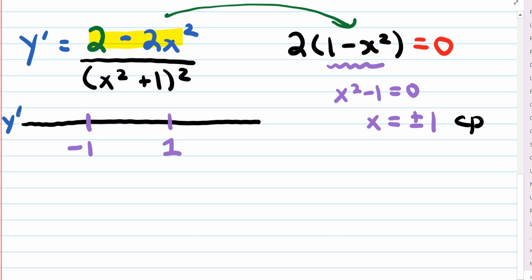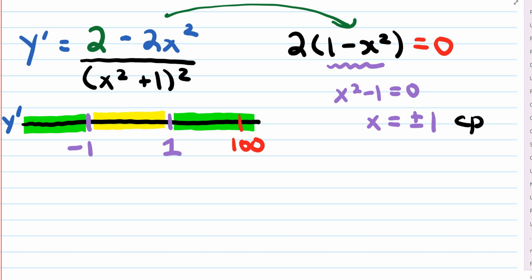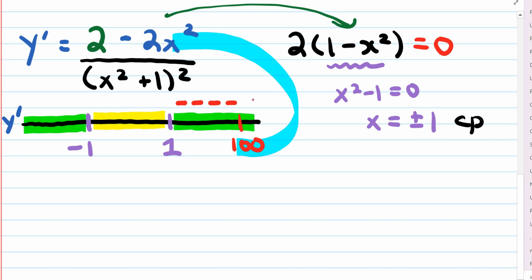Okay, so now when we're using the first derivative test, it looks like we have 3 regions for this graph. So we want to pick numbers in the regions there. So over here on the far left hand side, a very safe number that I can pick is maybe 100. Okay, and if I plug in 100 into that x variable there, that's going to be 2 minus a very big number, so this whole section here is going to be negative.